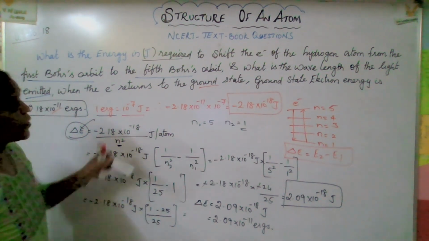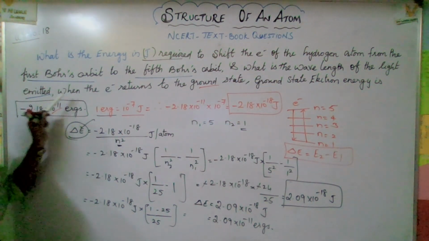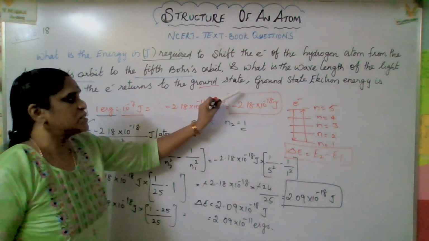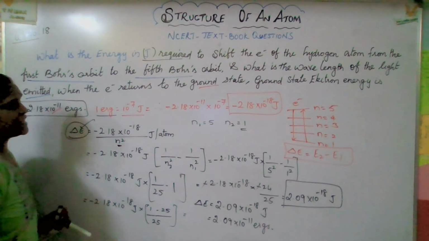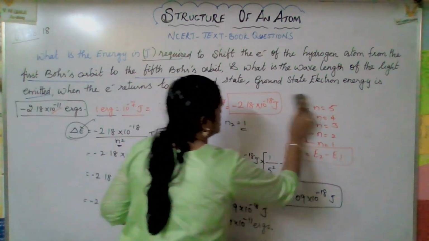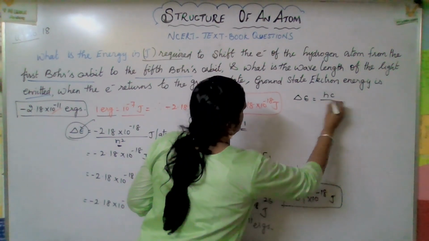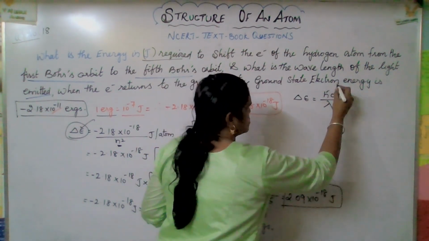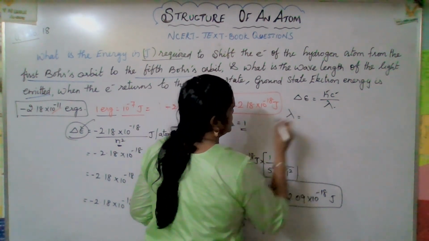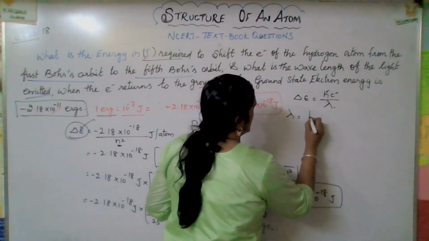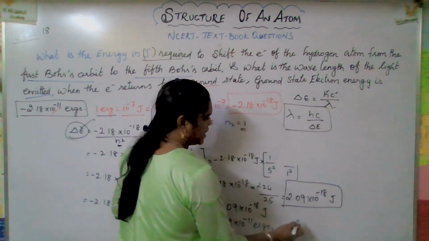Okay, now the second point they are mentioning: what is the wavelength of light emitted when the electron returns to the ground state? Yes, so delta E equal to hc by lambda. Now h is Planck's constant, c is the velocity, and lambda. So here lambda, you just bring it here. Lambda is equal to hc by delta E. Can we bring this formula in this way? So delta E value we got.